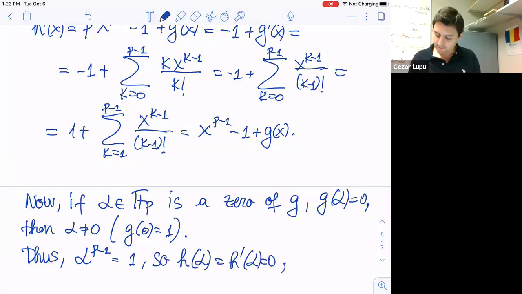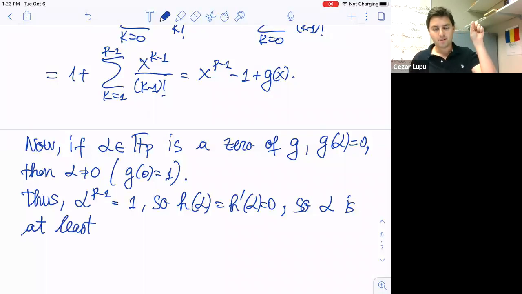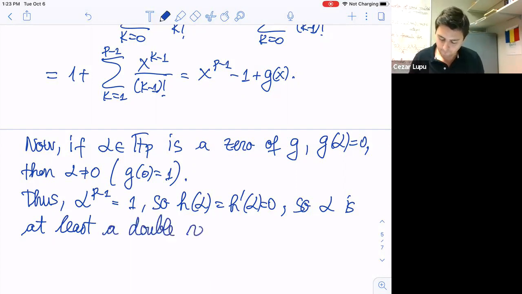So alpha is at least a double root. When I have h of alpha is 0, and the first derivative is 0, then alpha is at least a double root of h, right?